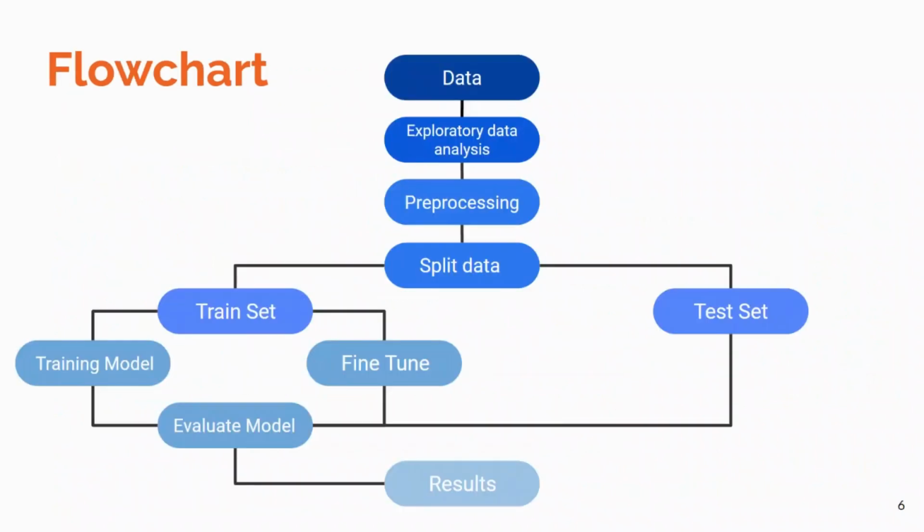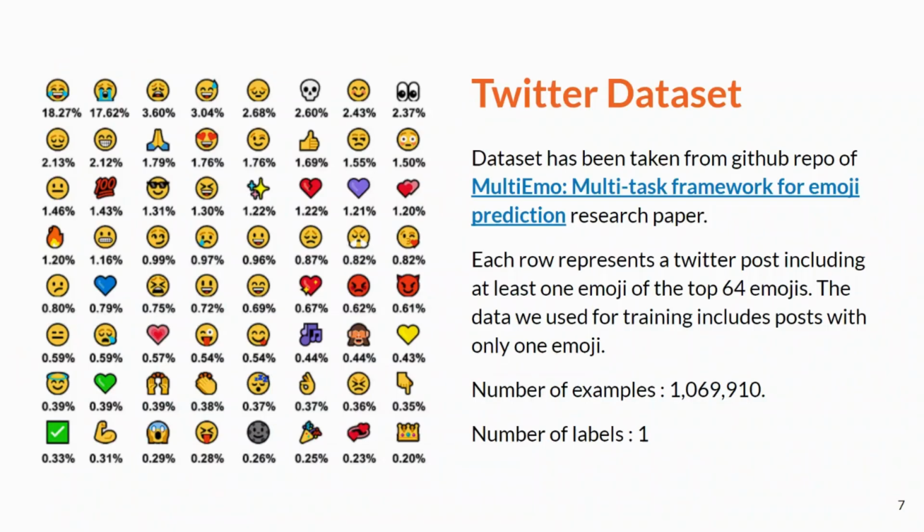The flowchart of the project is as follows. First, we collect the data and learn the data, that is exploratory data analysis. Pre-processing: the data is now cleaned more and made suitable for further work. Splitting the data into training and testing. The training set is further trained and fine-tuned for better performance. Evaluation of the training and testing is done and the results are produced.